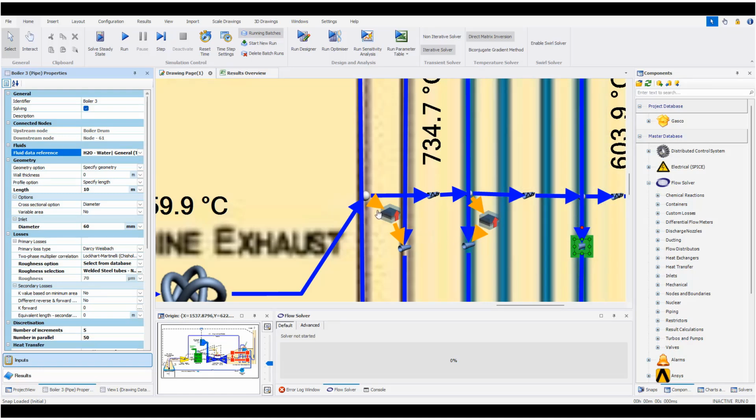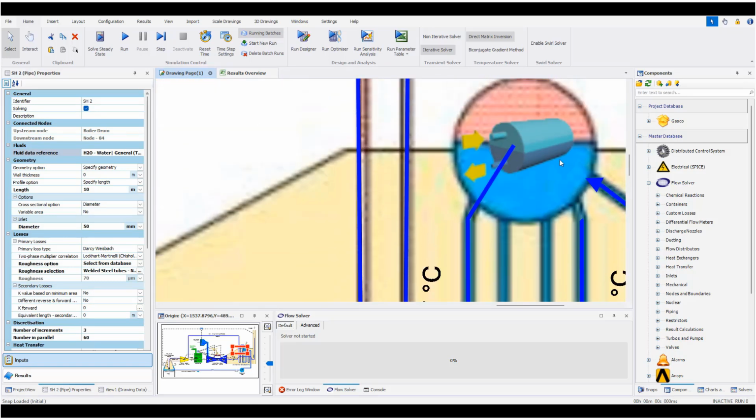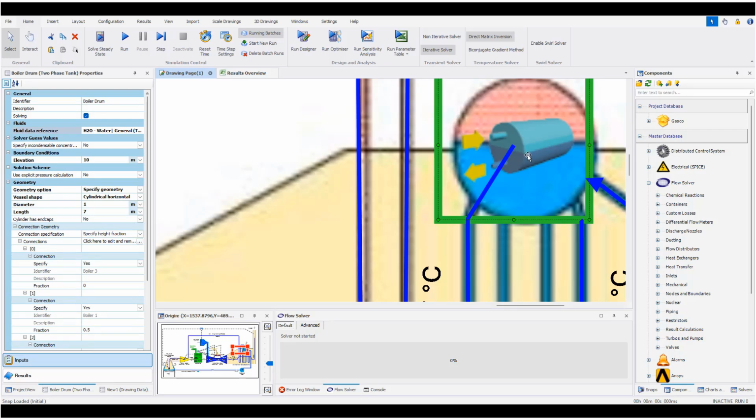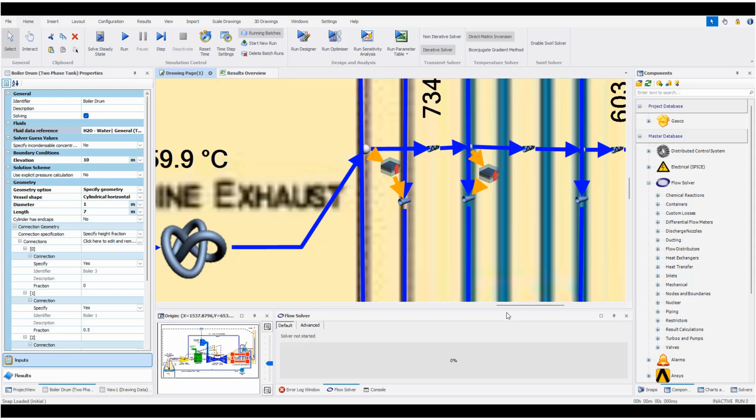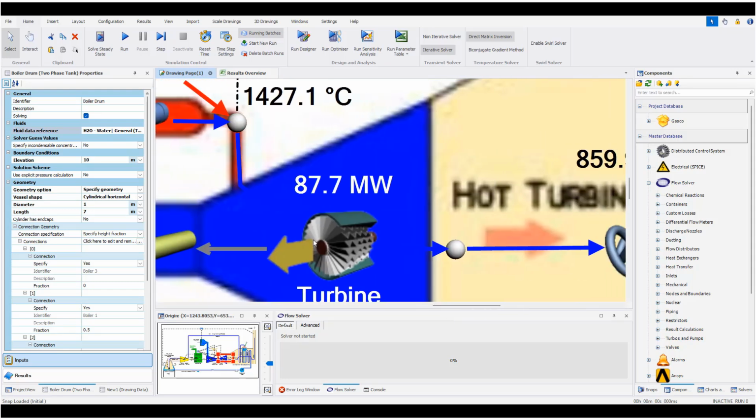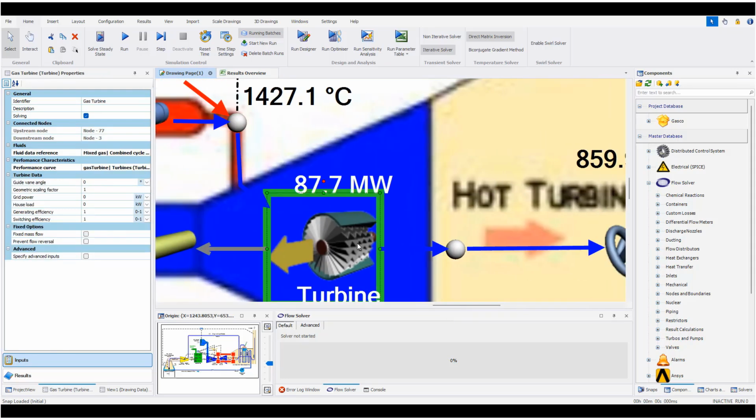So we have two-phase flow for these pipes, as you can see, and these are connected to this drum. This is the drum, which we call a two-phase tank, and same material, it is two-phase hot water. And if you look at the temperature of the hot exhaust gas from the gas turbine, you can see that it is the gas turbine that we have.